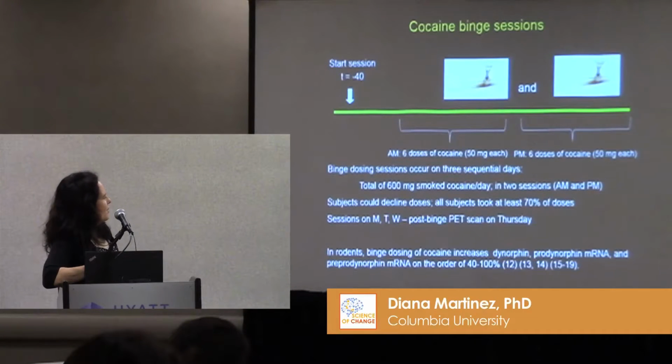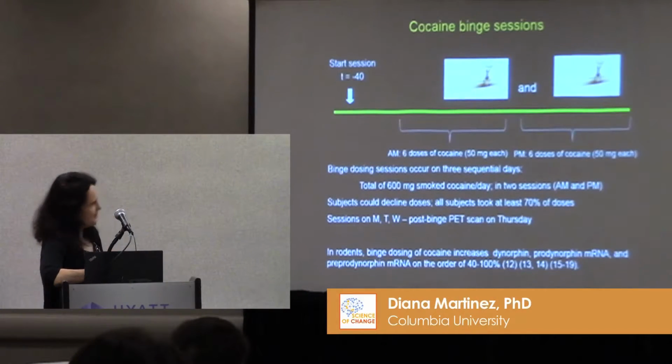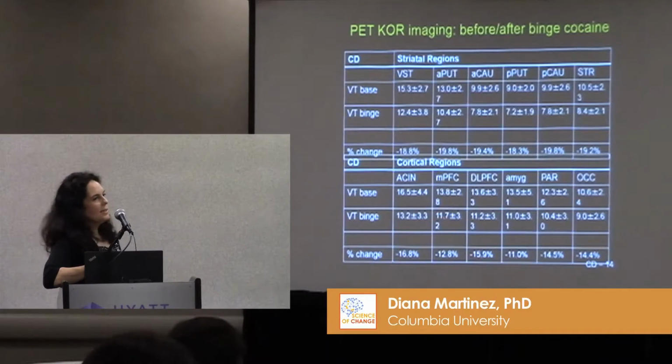Again, what we're trying to replicate is whether binge dosing of cocaine increases dynorphin in the brain, as shown previously in rodent studies. And we did. We saw a significant decrease in kappa receptor binding after a 3-day binge of cocaine. The decrease is about 20%. We saw it in all the striatal regions: ventral striatum, putamen, caudate, anterior and posterior, the striatum as a whole.